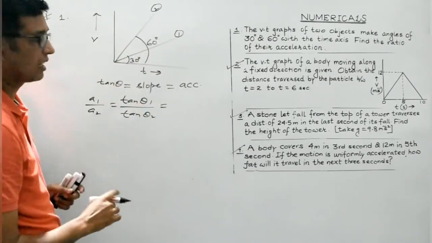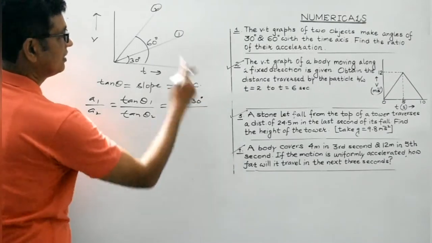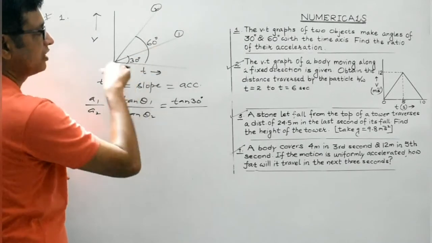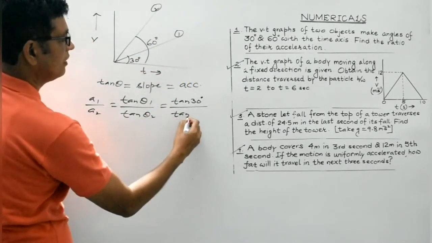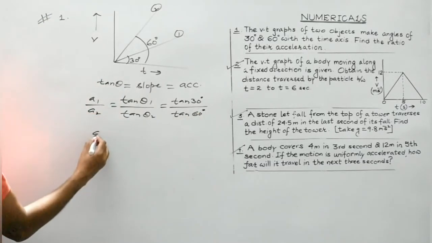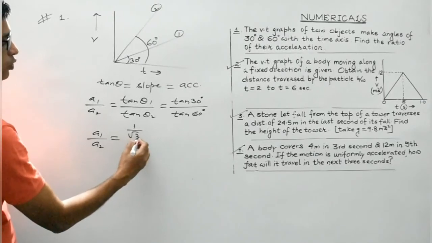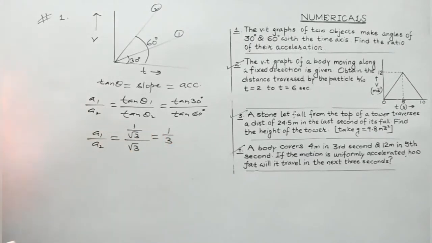So in the case of first body, the graph, that's the straight line, is inclined at an angle of 30 degree with the time axis. So theta 1 is 30 degree. So it will be tan 30 degree. And in the second case, the graph makes an angle of 60 degree with the horizontal axis, which represents the time. So it will be tan 60 degree. So the ratio of the acceleration of the two bodies would be given by tan 30 is 1 by root 3, tan 60 degree is root 3. So we'll get 1 by 3.